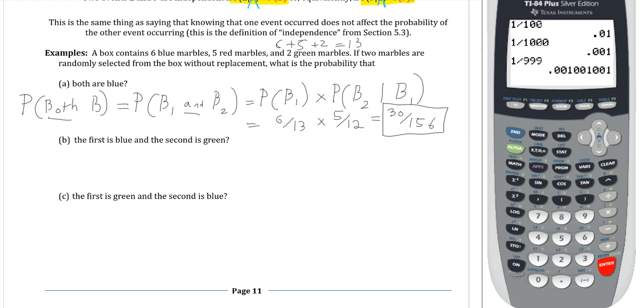Let's do another one. Probability the first is blue and the second is green. Sorry, so we'll write that down as the probability of B1, the first one is blue, and green for the second one. Again, notice that they use the word "and" there to connect these statements. So that means we're going to multiply again. This is going to be the probability that the first one is blue times the probability that the second one is green, given that the first marble I selected was blue.